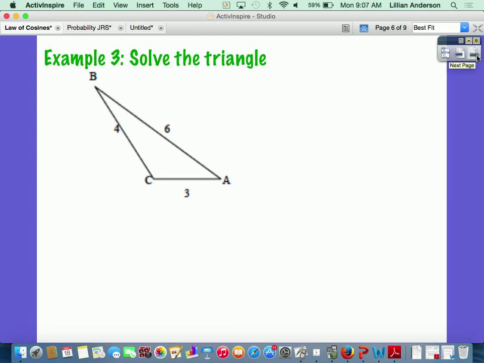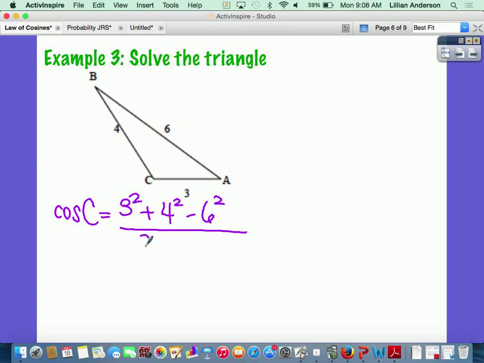This is the case where we have all three sides. So we're looking for all three angles. Which angle do you want to find first? C. So that means we need to do B squared, which is what? What's B squared? 3 squared plus A squared minus 6 squared all over 2 times A times B.